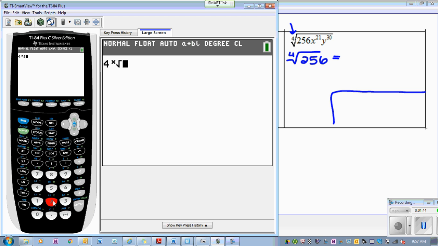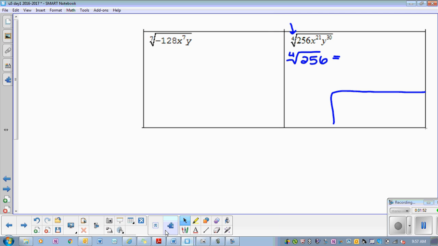All right, so the 4th root of 256 should give me 4. There's no decimal, so I don't have to do this the long way. So that's just 4. Okay, so the 4 comes out.